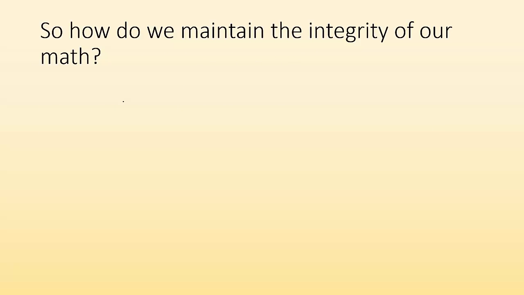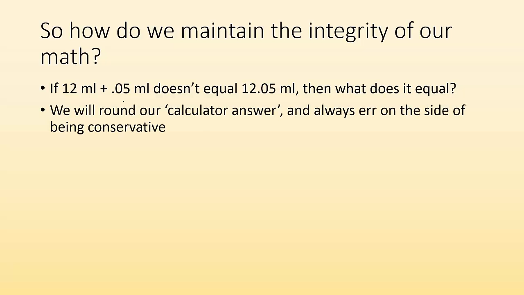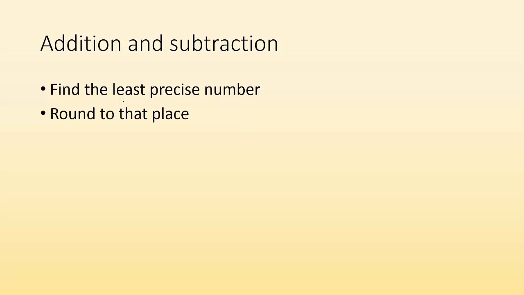So how do we maintain the integrity of our math? Well, if 12 milliliters and 0.05 milliliters doesn't equal 12.05 milliliters, then what does it equal, Mr. Donahue? What does it equal then, huh? Well, we need to round our calculator answer and always err on the side of being conservative. It's like we're being afraid of being wrong, right? Because we don't want to be wrong. We want to be only as precise as we can be. So for addition and subtraction, you've got to find the least precise number in all of your math, and you need to round your answer to that place.